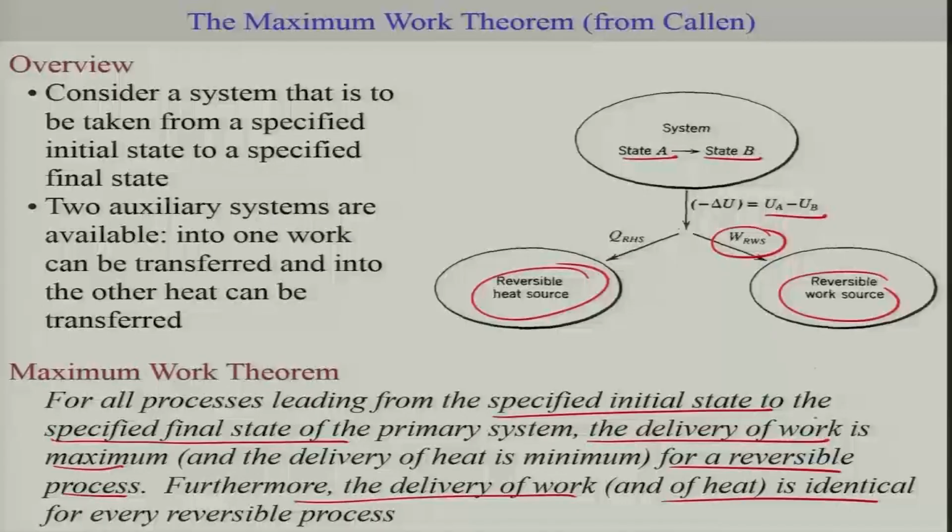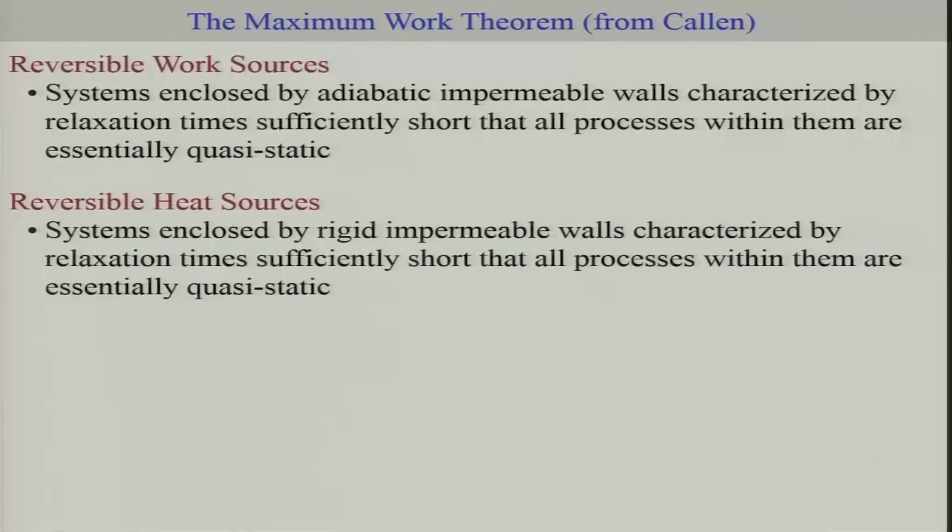So, let us try to make use of this concept, and let us look at this a bit more in detail. So, by definition, Callen says that a reversible work source is defined as a system enclosed by adiabatic impermeable walls characterized by a relaxation time of the system sufficiently short that all processes within them are essentially quasi-static. So, what it says is that whatever you are doing associated with the devices, the equilibrium is reached so fast that they can be considered that at each moment you are moving from one point to another, you are basically undergoing a quasi-static process.